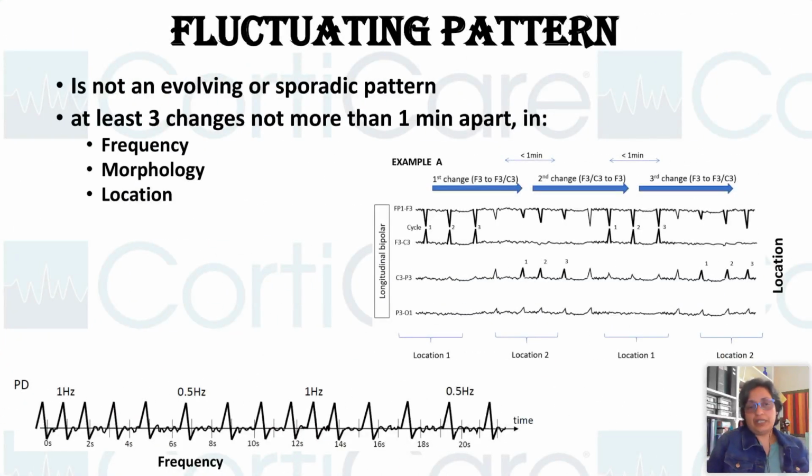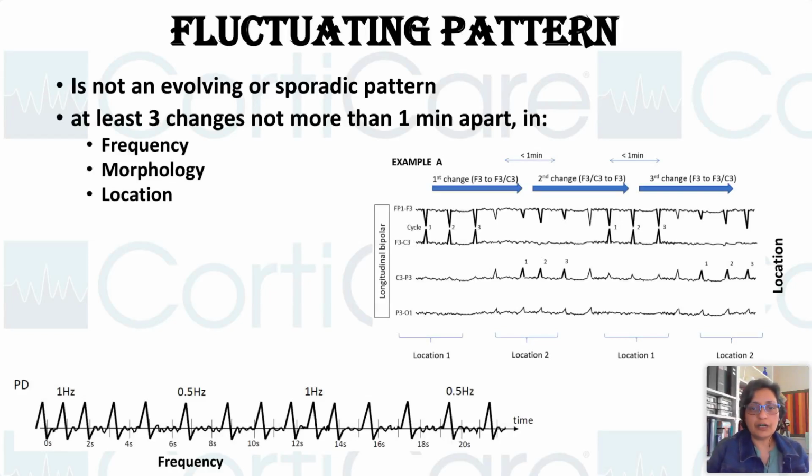All right, the fluctuating pattern. We do get confused describing it when our LPDs and GPDs are all over the place. They are jumping from one location to another. They're changing their morphology, their frequencies, as well as voltage. So we describe them as a fluctuating pattern, either in frequency, in location, or even in morphology. Now, there is a criterion: there should be at least 3 changes, not more than 1 minute apart. So in less than 1 minute, you should be seeing 3 changes happening in that pattern.